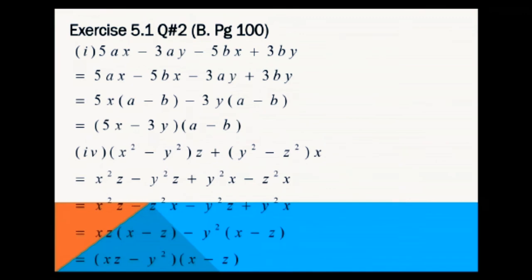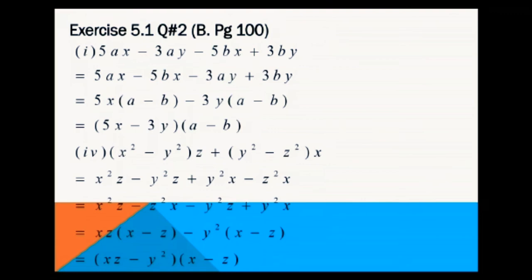To explain it more, exercise 5.1, question number 2, book page 100. This question is selected. First part, 5ax minus 3ay minus 5bx plus 3by. So first of all, we will arrange the terms. Why are we arranging? Because we need to get the same numbers at the same variables also.